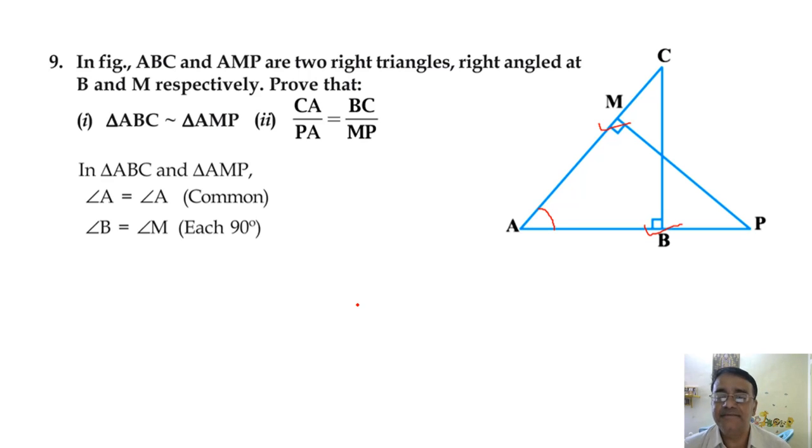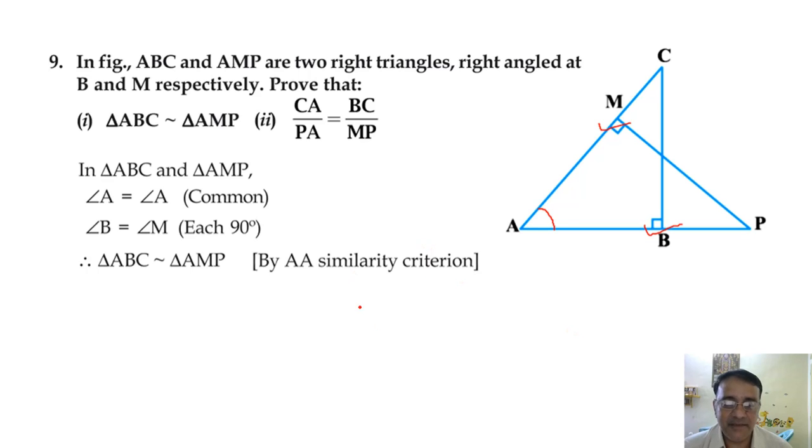By which criteria? RHS. Not RHS. RHS criteria थोड़े ना होता है similarity में. AA similarity, right? By AA similarity. Okay. Now the two triangles are similar. Now corresponding sides को identify करेंगे. ध्यान से देखो, जो चीज मैं पूछ रहा हूँ वो बताना.